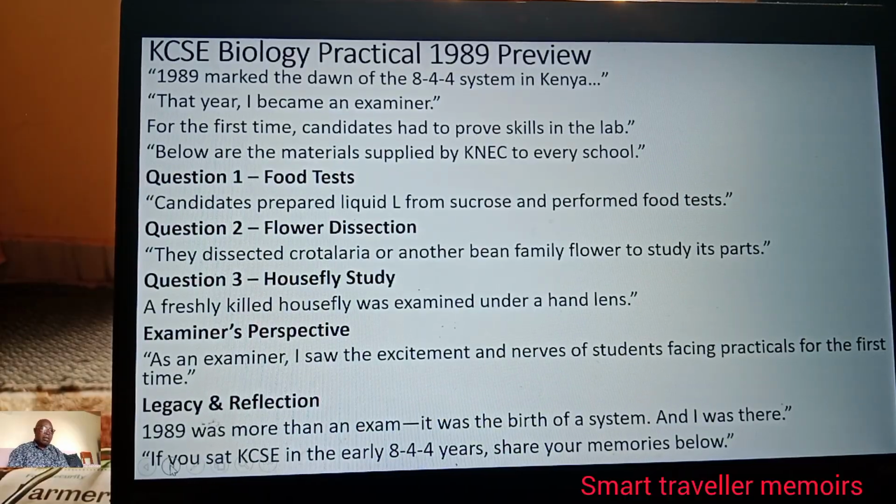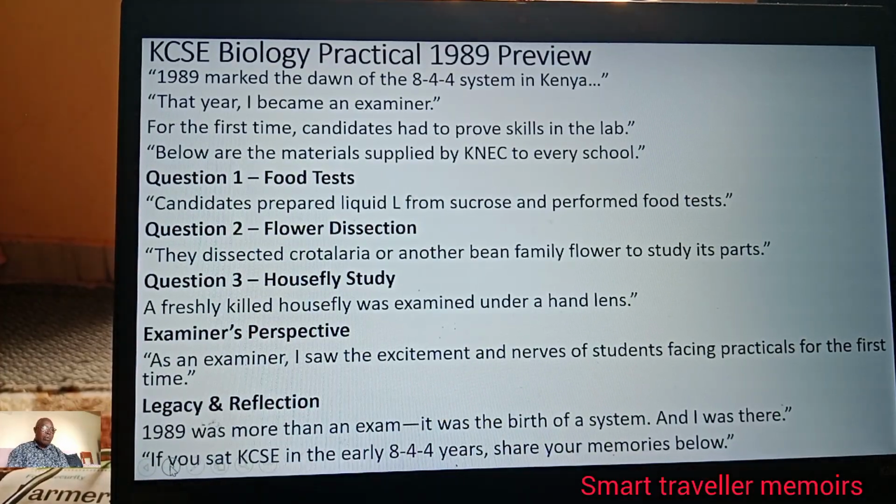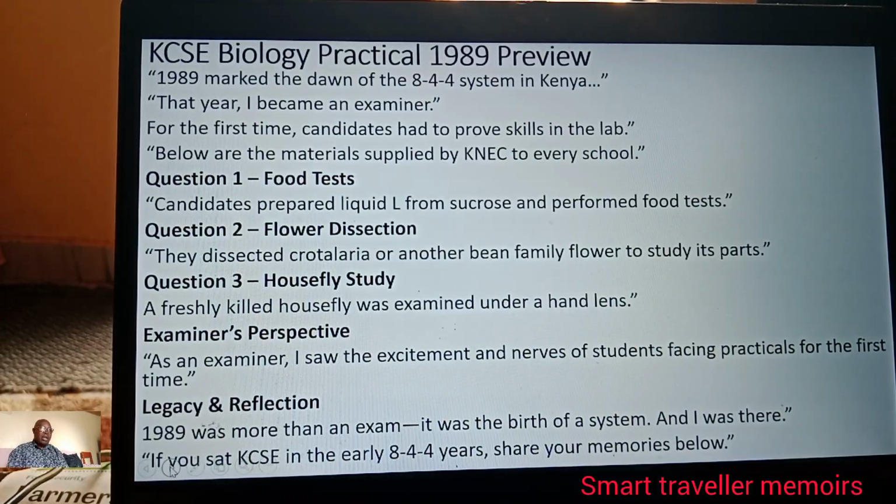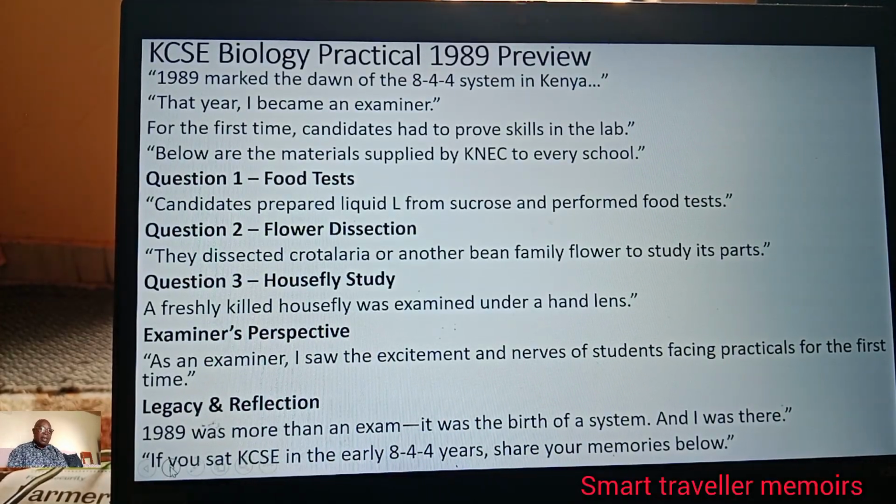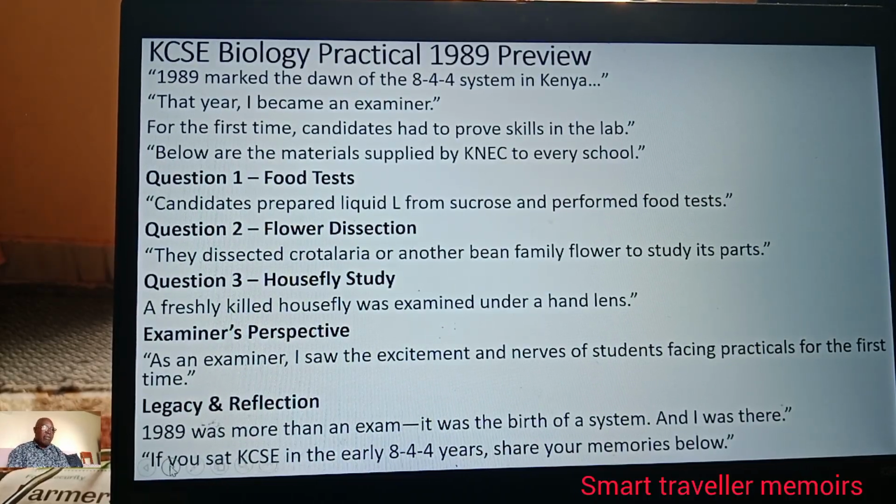In question 1, which is dealing with food tests, candidates prepared liquid L from sucrose and performed food tests. In question 2, which was flower dissection, they dissected Crotalaria or any other bean family flower to study its parts. And finally, in question 3, we had the housefly study, where a freshly killed housefly was examined under a hand lens.